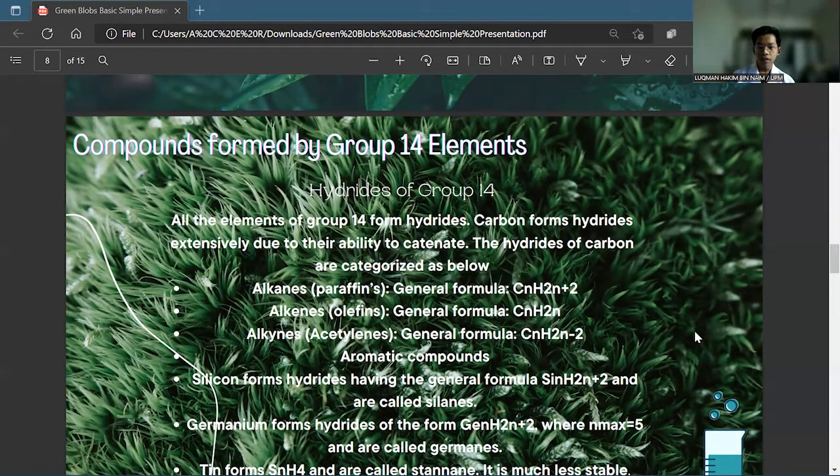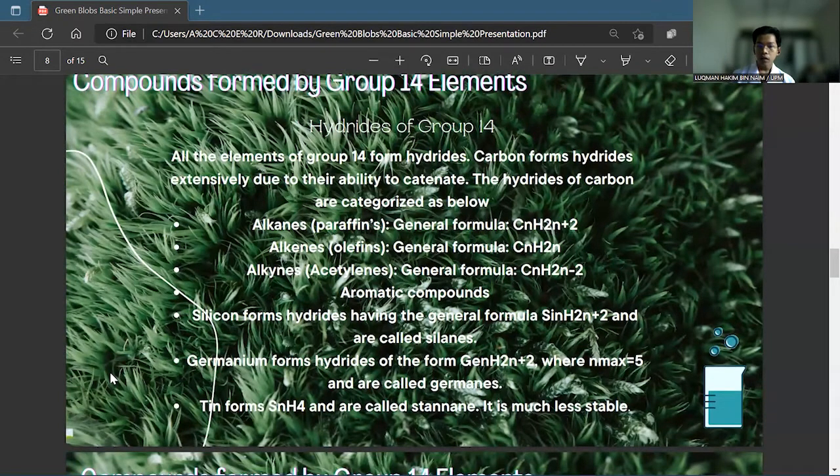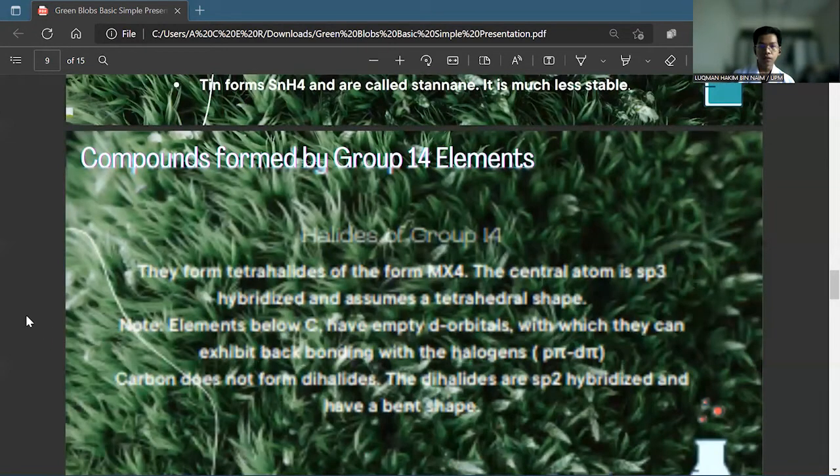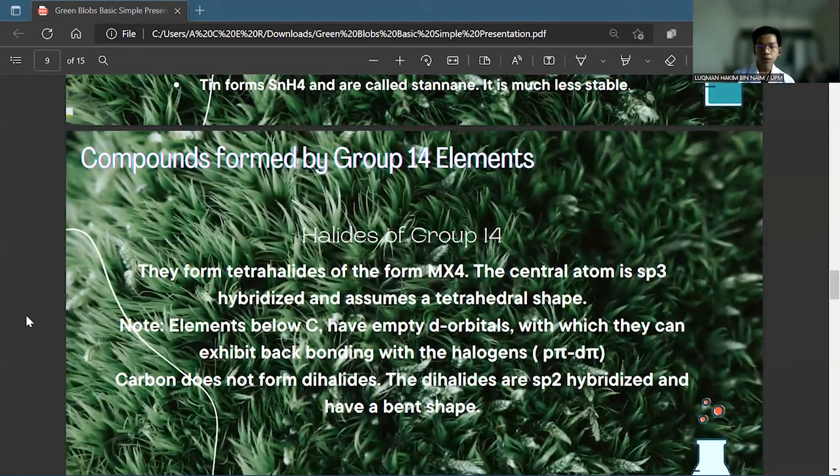Silicon forms hydrides having the general formula SinH2n+2, and they are called silanes. Germanium forms hydrides of the form GenH2n+2, where n must be equal to or less than 5, and they are called germanes. Tin forms SnH4, called stannane. It is much less stable than the other hydrides.